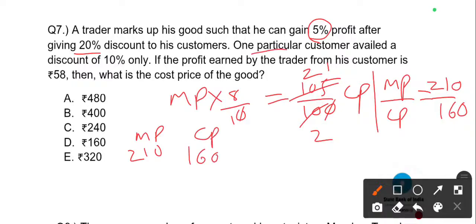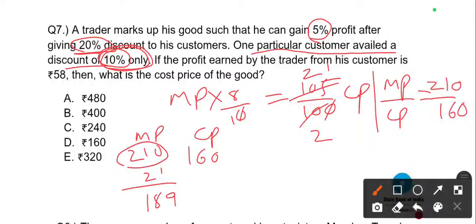Okay, it says that one particular customer availed a discount of 10% only. Actually 20% discount is given, but here only 10% is given. 10% on market price, which will be 21, is given. 21 given means selling price will be 189, and it says that the profit earned by the trader from this customer is 58 rupees.